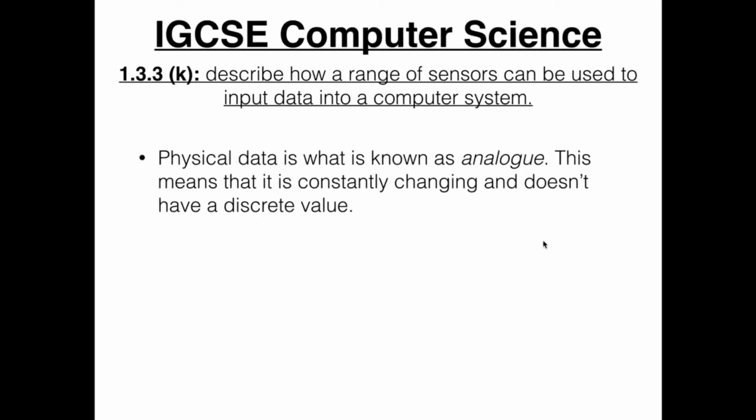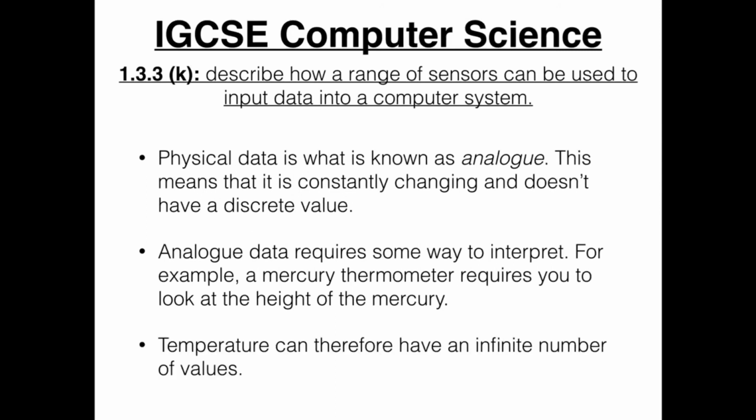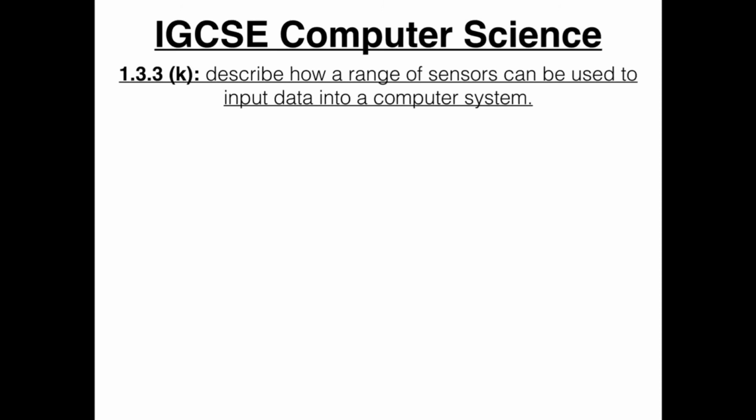So basically, physical data is what is known as analog. This means that it's constantly changing and doesn't have a discrete value. Analog data requires some way to interpret. For example, a mercury thermometer requires you to look at the height of the mercury. So temperature can therefore have an infinite number of values.